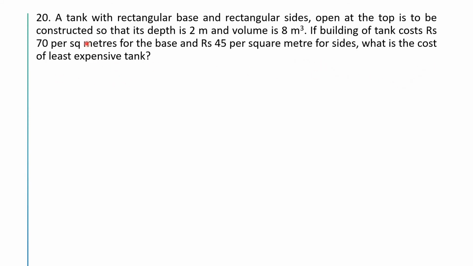So here it is given a tank with rectangular base and rectangular sides which is open at the top should be constructed and the depth is given as 2 meter and volume is 8 meter cube. They have also told the building of tank cost rupees 70 per square meter for base and rupees 45 per square meter for sides. So we have to find the cost of least expensive tank.